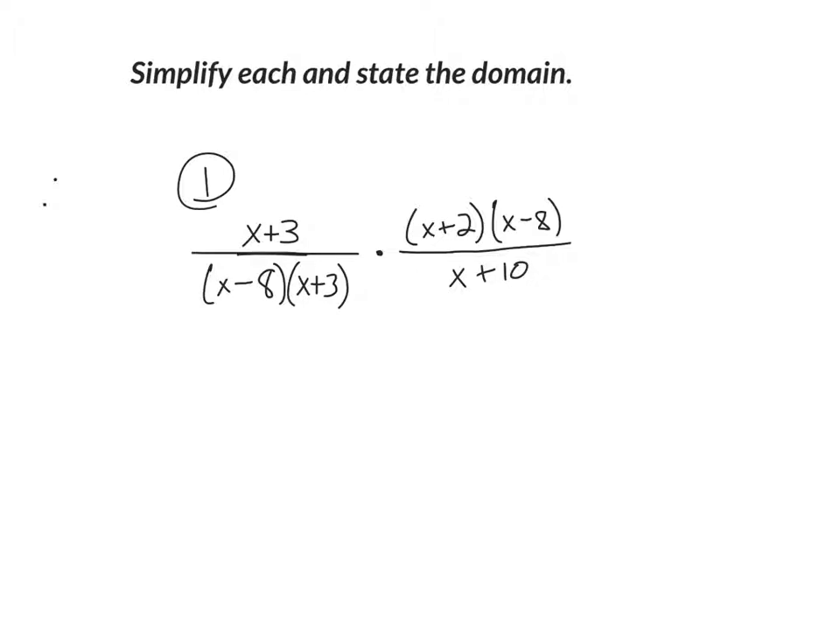So in this case, I have an x minus 8. I'm going to set that not equal to 0. I have an x plus 3. I'm going to set that not equal to 0. And I have an x plus 10. Anything that I have in the denominator, I'm going to set not equal to 0.